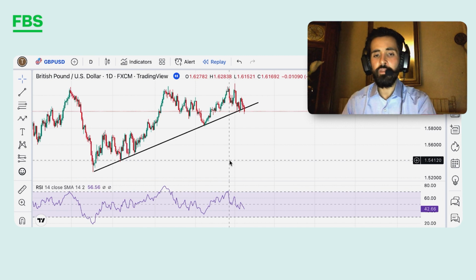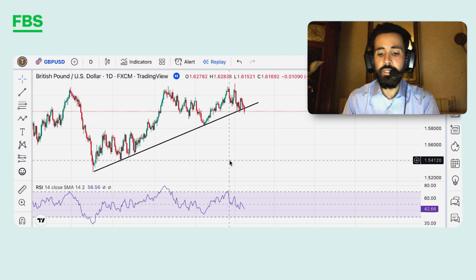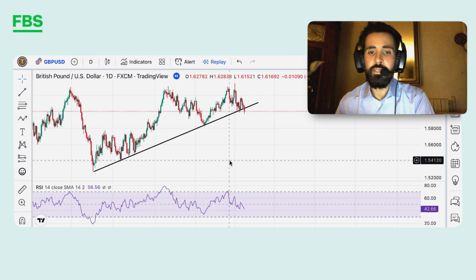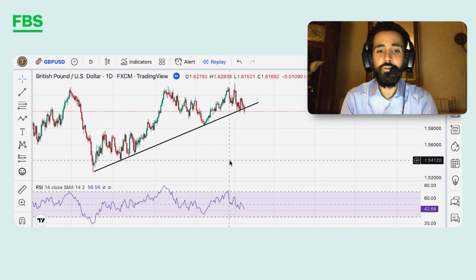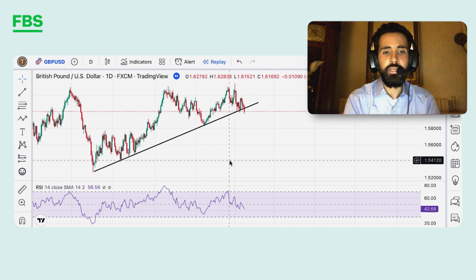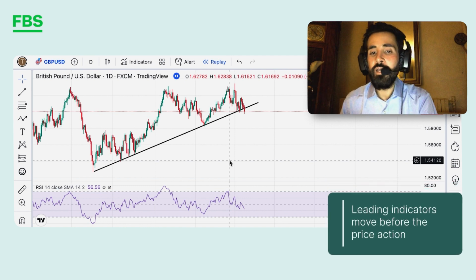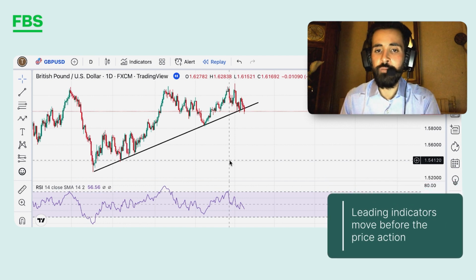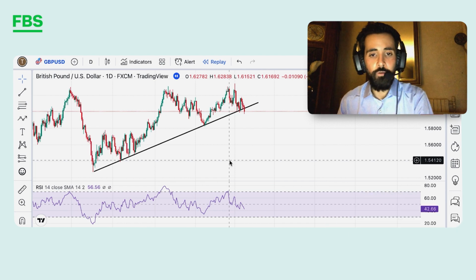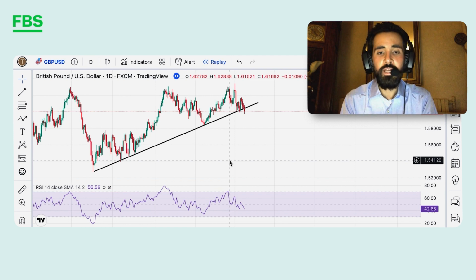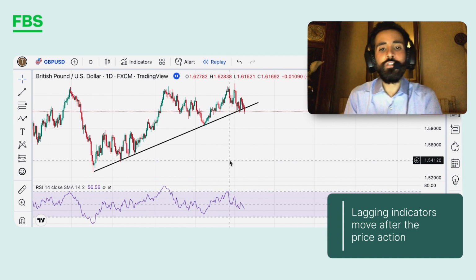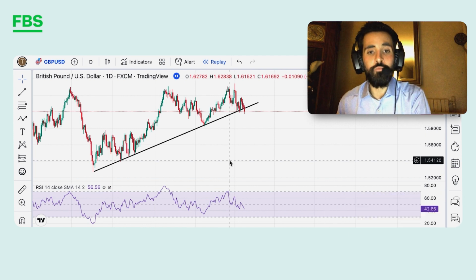Now there's something that you need to understand, is that there are two types of indicators. There are leading indicators and there are lagging indicators, and the RSI is categorized as a leading indicator. Now what are leading indicators and what are lagging indicators? Leading indicators are indicators that precede price action, that move before price action, such as the on balance volume indicator or OBV, and lagging indicators are indicators that move according to price action, such as moving averages.